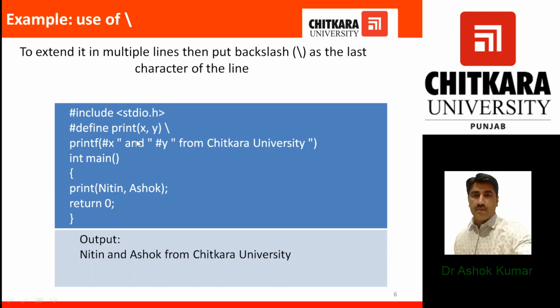Then there is an "and", which is also in double quotes. So here we have Nitin in double quotes, then with a space we have "and" in double quotes, and then hash y, because in y we have Ashok, so hash will convert that value Ashok into a string literal, that is Ashok in double quotes. This means this printf statement will have multiple strings separated by spaces. If you pass a printf statement multiple strings separated by spaces, it concatenates all those strings. After concatenating them, what you get is Nitin and Ashok from CHITKARA University. This string will appear here because this print will be replaced by this line. So when you run it, you get this output.